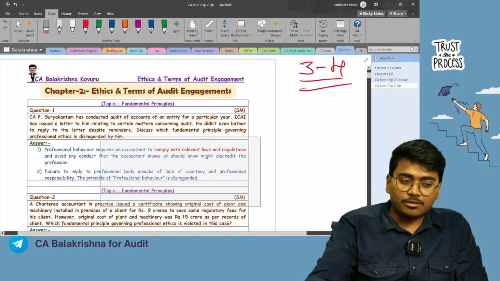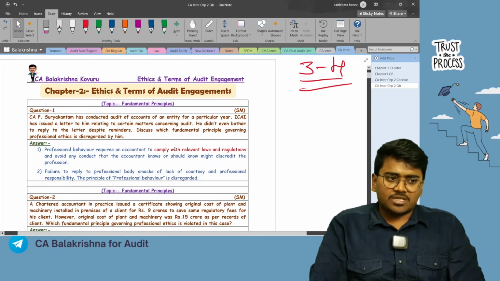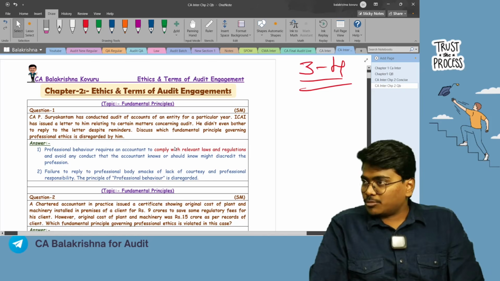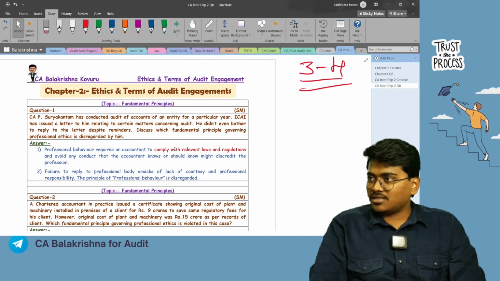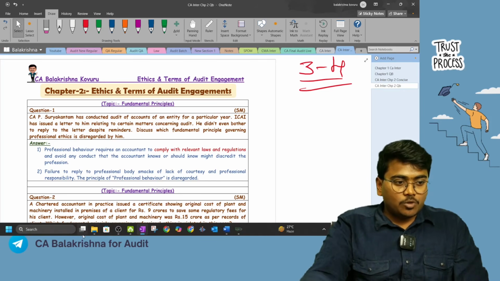Just like in the previous chapter we have discussed with the help of PPT, after that we have gone through the concept book, right? In the same manner we will be discussing even this chapter also. Okay, now let me open the PPT.